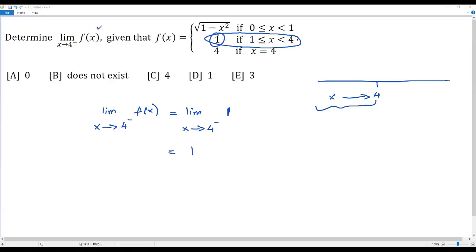So I just evaluated the given limit, that is the limit as x tends to 4 negative of f of x, which is equal to 1. So the correct answer choice for this question is option D.